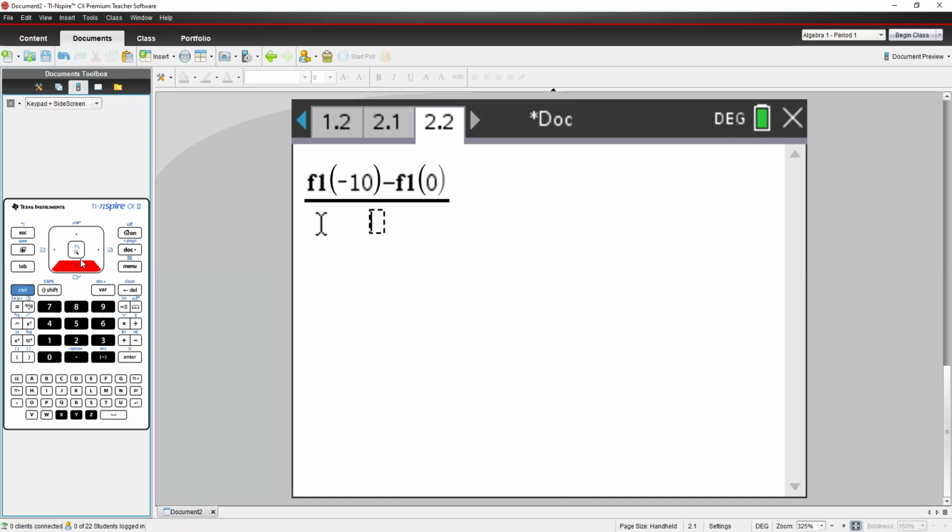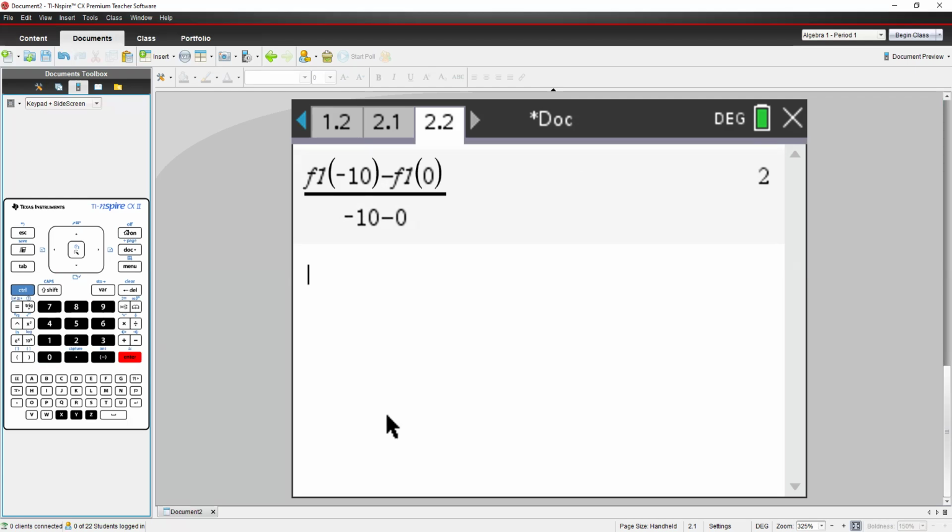And then down on the bottom, I'm just going to subtract the x's. So it's going to be a negative 10 minus 0. Now I just press enter and the calculator will calculate the slope for me. So it says that the slope is 2.